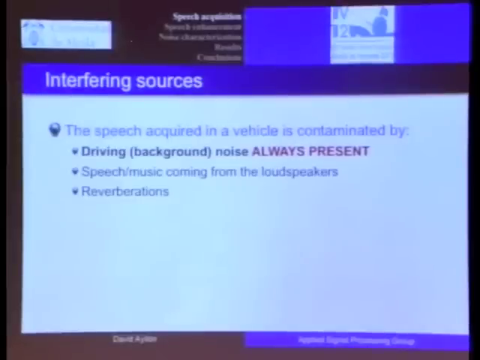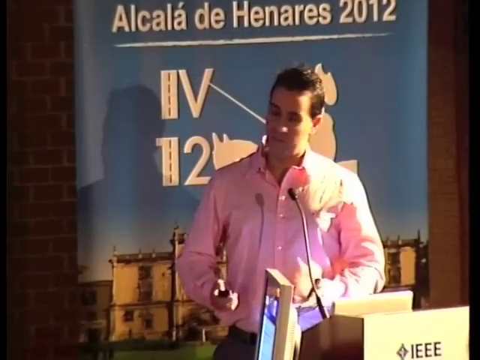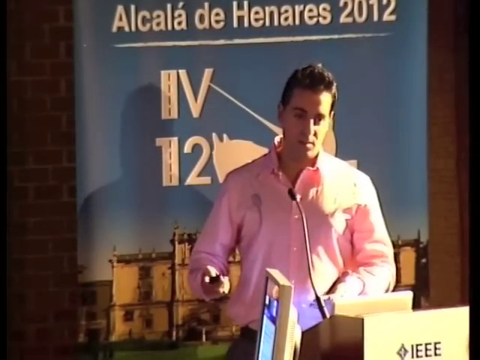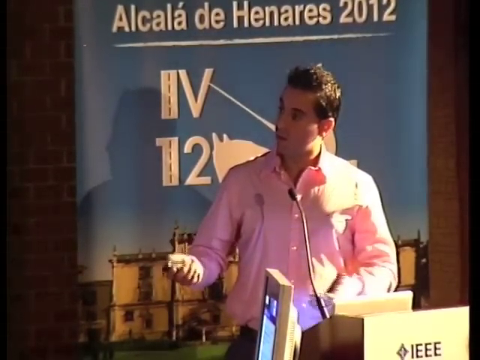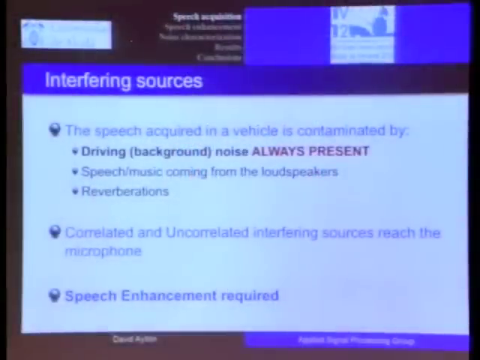Other interference sources arise when we are talking by phone in our car. The person we are talking to is also speaking at the same time, so our microphones are recording the signal coming from the loudspeaker. We have to cancel and remove it, otherwise it will be sent back to that person. Reverberations inside cars are also very important, and they are an important source of interference that we have to remove. So we have different types of correlated and uncorrelated interference signals, so we need to enhance the speech signal before processing it for our final application.